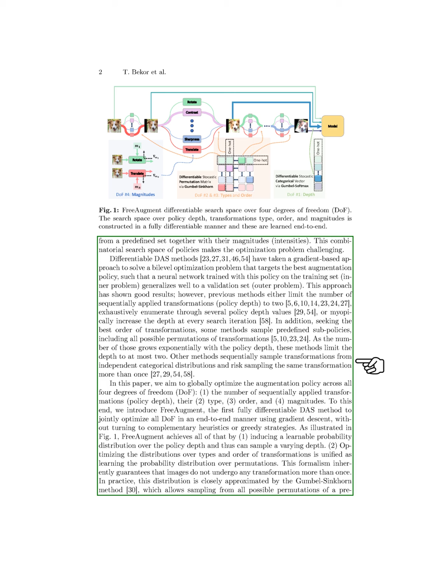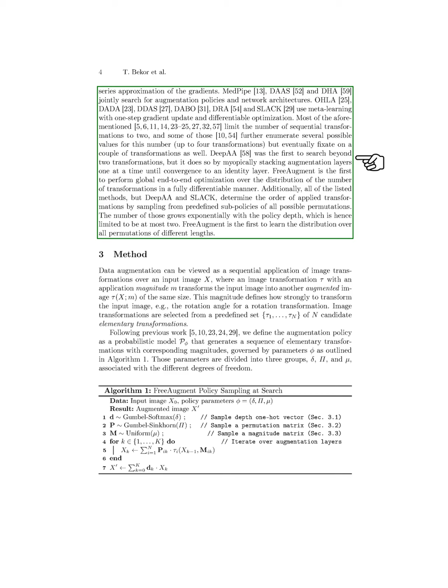In the related work, we note that previous efforts to automate data augmentation have often required significant domain knowledge and manual effort. Early methods used reinforcement learning to predict transformation types and magnitudes but were limited in efficiency. Other approaches, such as evolutionary methods and Bayesian optimization, also face challenges in learning effectively. While some recent methods have begun to explore differentiable DAS, many still restrict the number of transformations or rely on predefined sub-policies. FreeAugment stands out as the first to globally optimize the distribution of transformation permutations in a fully differentiable way.